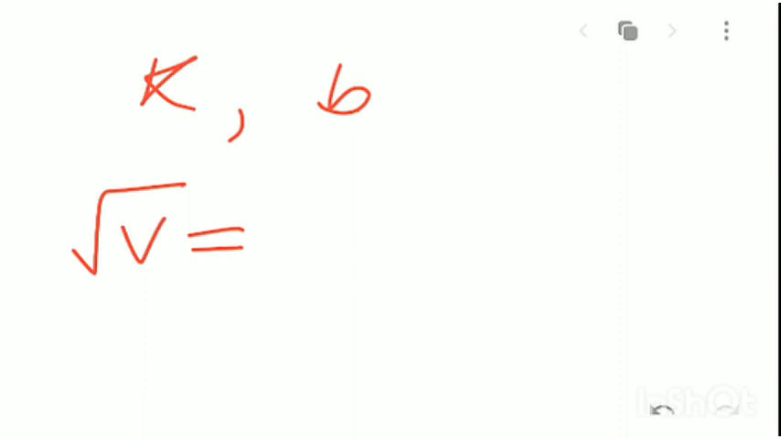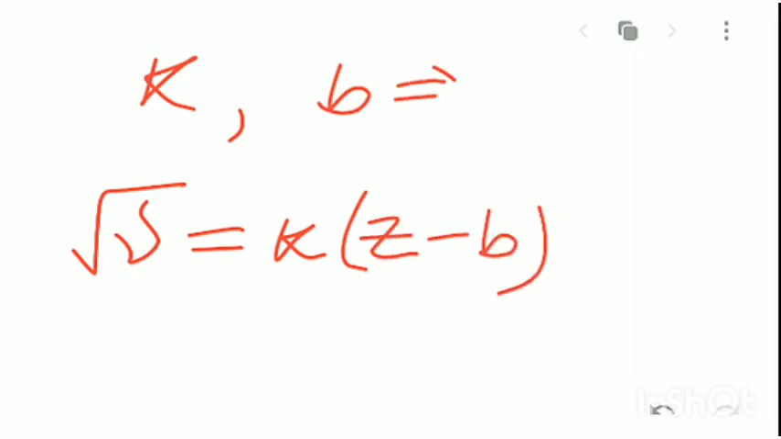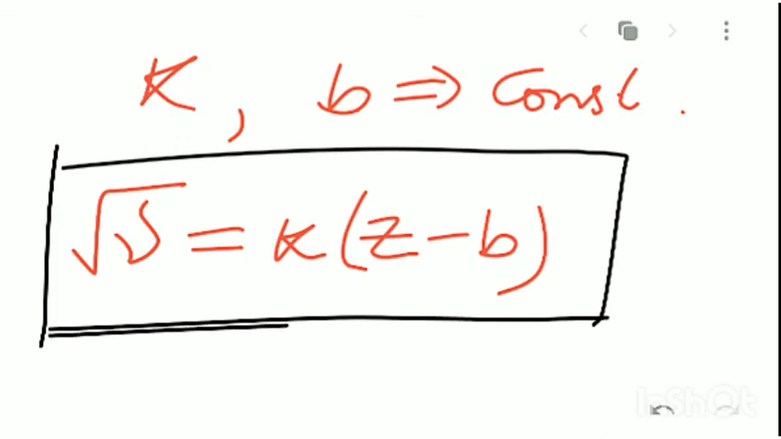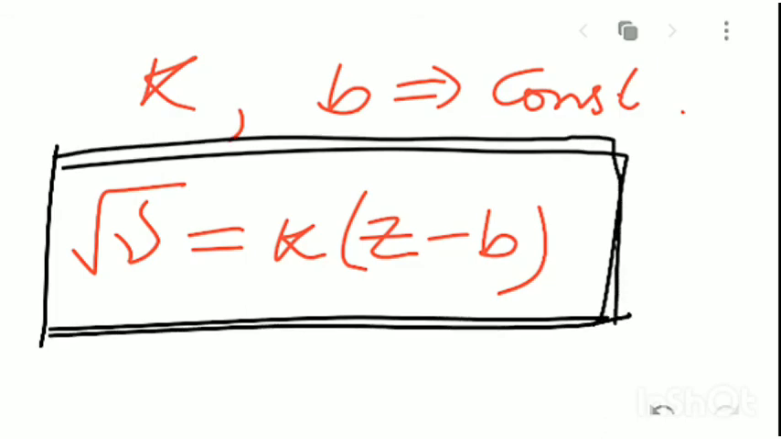There are two constants required, k and b, and the total formula is root nu, it's not v, it's actually nu, equals k into (Z minus b), where these two are constants. And that gives us the basic concepts of Moseley's law. If any kind of numerical is given, then you have to use the total formula, and the values of k and b will be provided in the question. And we can calculate from there the atomic number or the frequency of the characteristic spectrum.